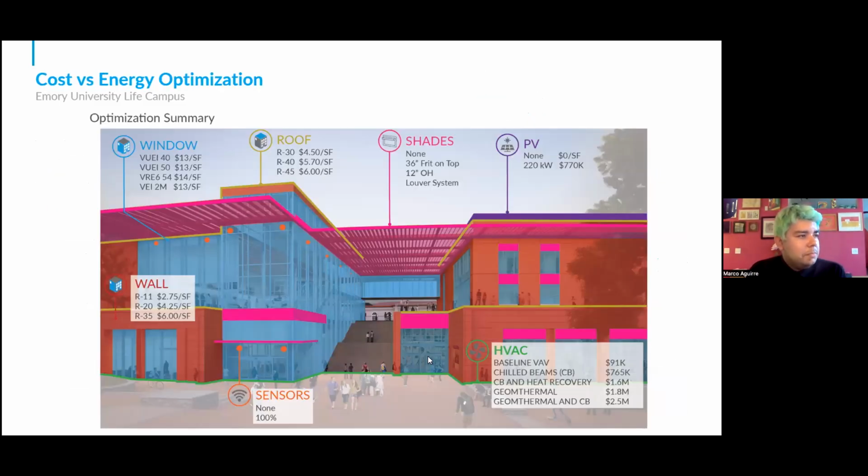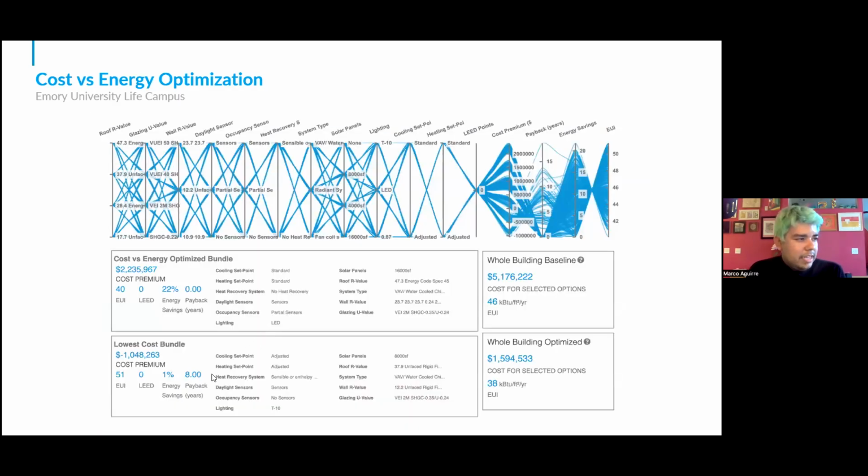Next, we had optimization. Optimization is where you can look at multiple different material options and figure out what's going to get us the most energy efficient and cost effective conclusion. You can see for windows, we're looking at a couple of different product types. They're all from Viracon glass. We have a couple of different roof options, shading options, PV options, HVAC sensors. We ran that analysis through our optimization tool.